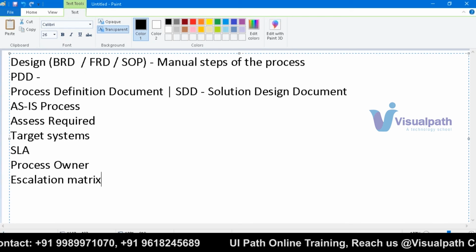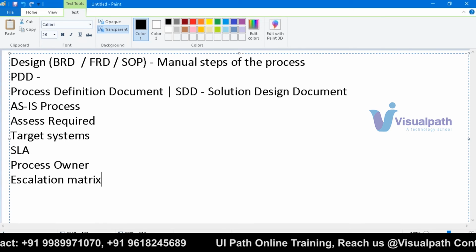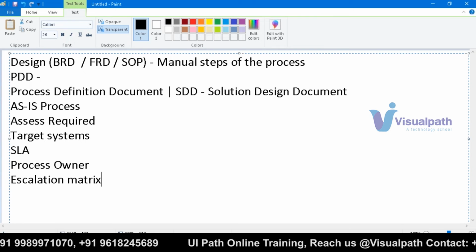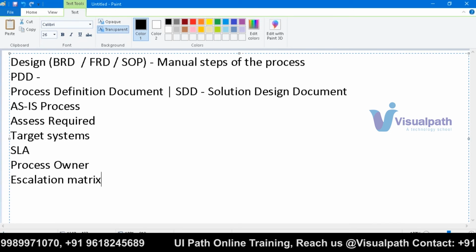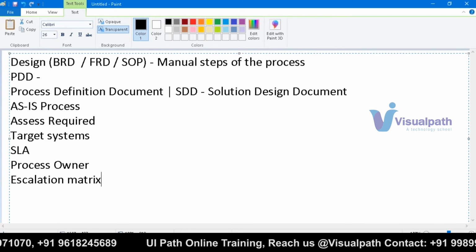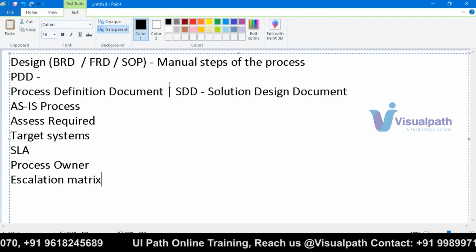So everything is written, explaining the process, you're defining the process. That is what the process definition document is. If someone wants to know what the process is about, he has to open this PDD and read it. So everything related to the process you write in the PDD, the process definition document.